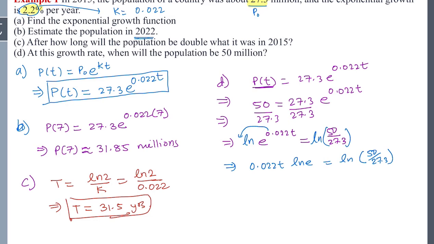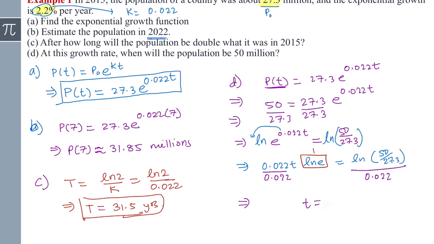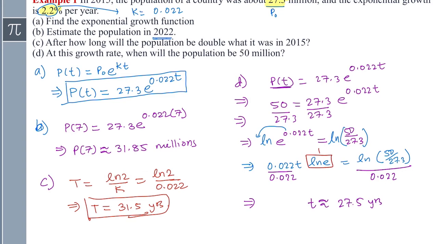Now we know that natural log of e, this quantity right here, is 1. So that gives us 0.022t equals that one. In order to find t, we have to divide by 0.022 on both sides. If we put this right hand side into the calculator, we'll get t is approximately 27.5 years.